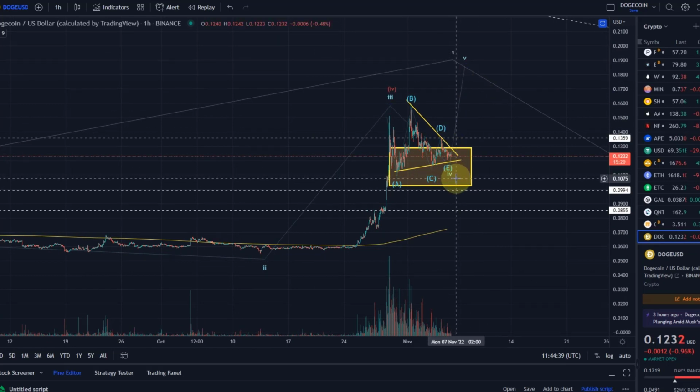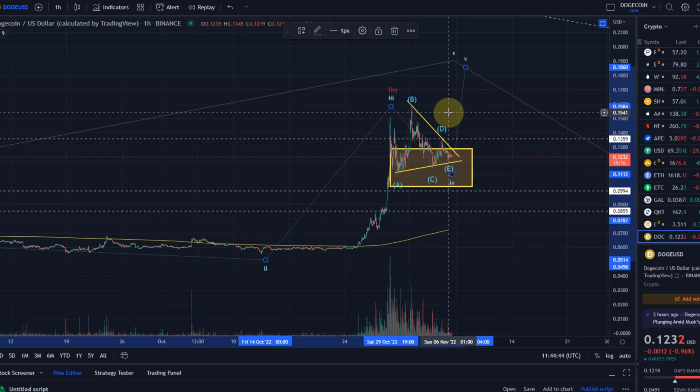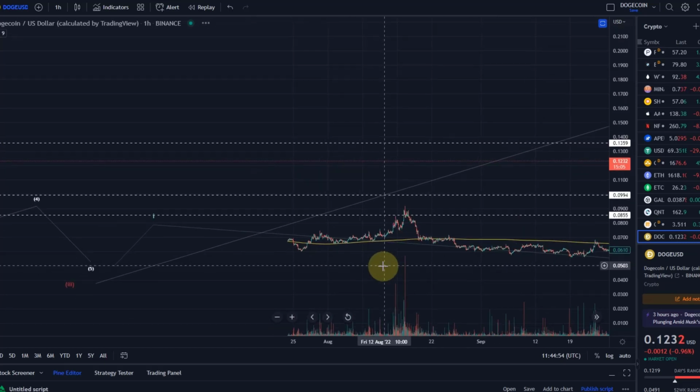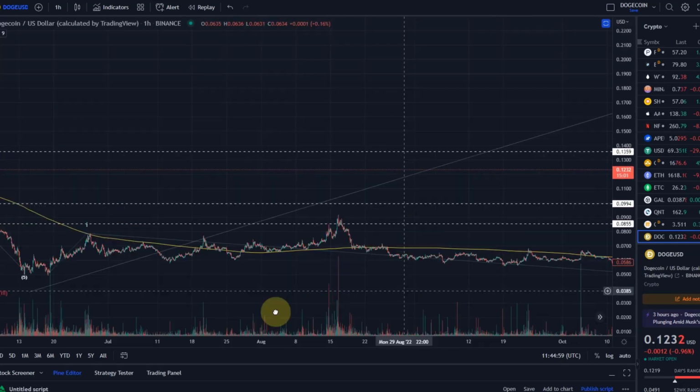Because if we go below the level, it is normally not a wave 4 anymore, and that you would normally consider a failure of an impulse, which then will increase the likelihood of it completely breaking down and maybe even making a lower low below the 5.5 cent level, or even a low below the June low, which was here at around 5 cents.